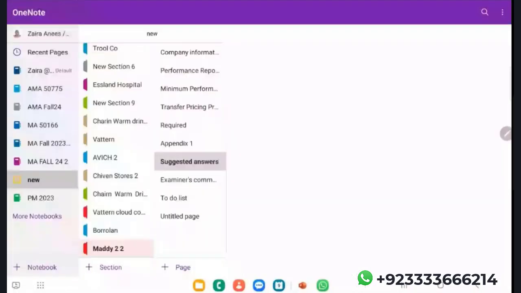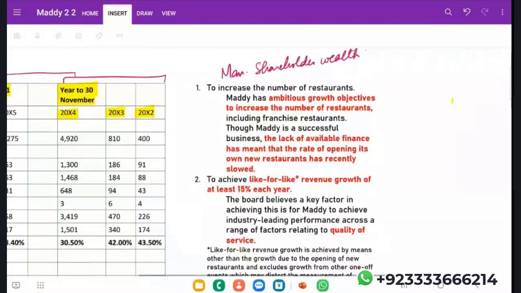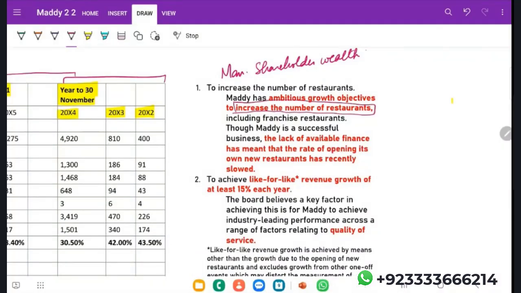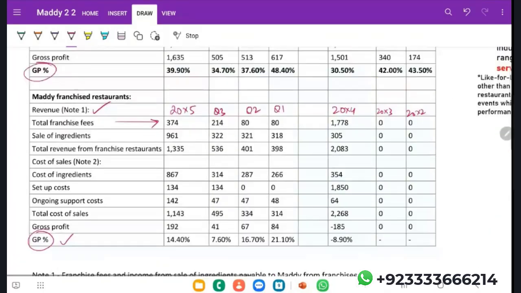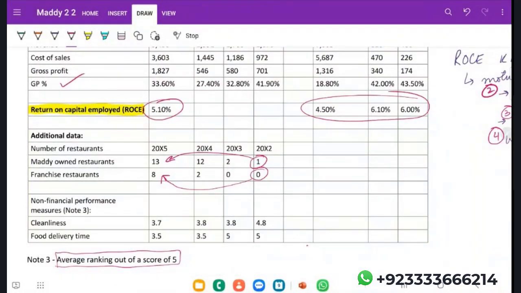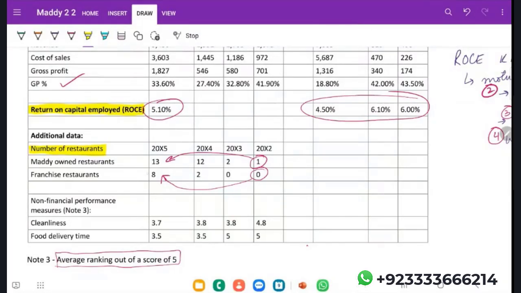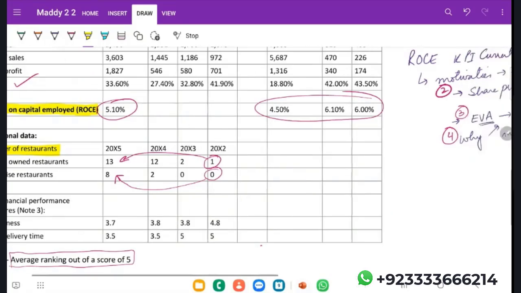Okay. Now let's move to the second part. What is the other part of the question? What does the company want to do? Increase the number of restaurants. Now, do you think the increase in the number of restaurants is measured here? Yes. They are measuring the number of restaurants, which means that this is present, right? So the company is measuring the number of restaurants and the number of franchise restaurants. So both are there. That is the first part, right?